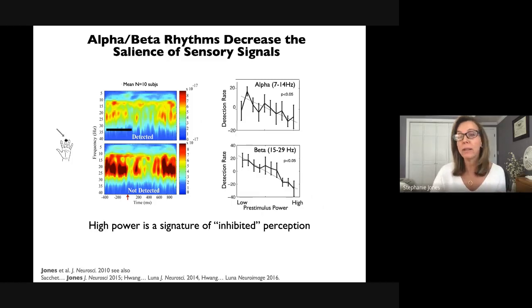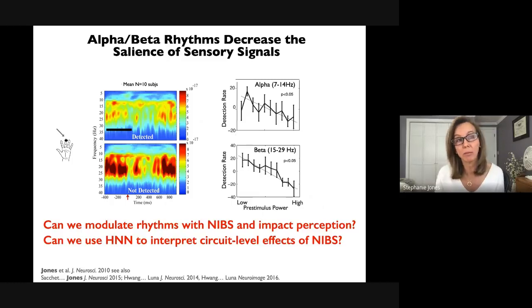And so knowing that this is true, the first thing we did in our non-invasive brain stimulation studies was say, well, can we recreate these oscillations with brain stimulation? And by recreating them, can we actually inhibit tactile perception? And so we wanted to see, can we modulate them? And then if we can do that, can we use HNN to interpret what they're doing to the circuit by looking at what they're doing to the EEG signal.